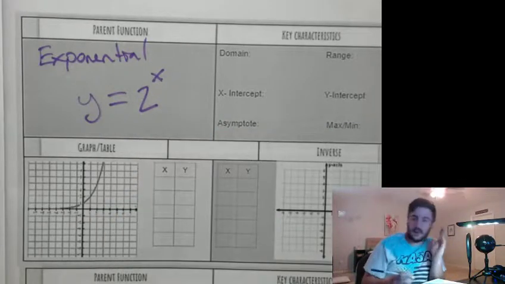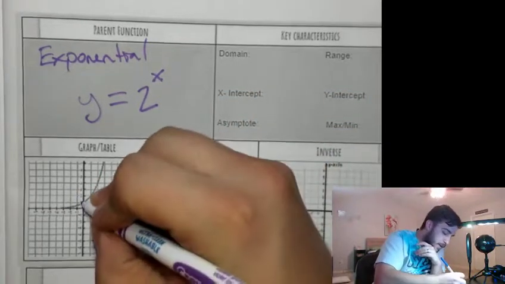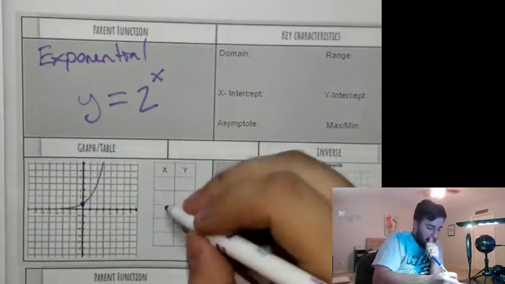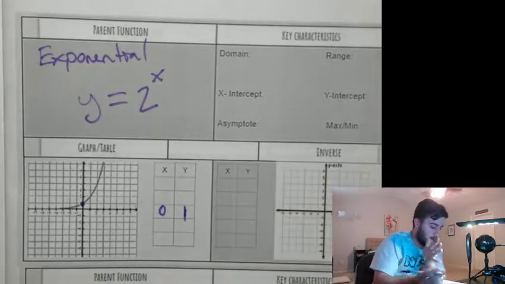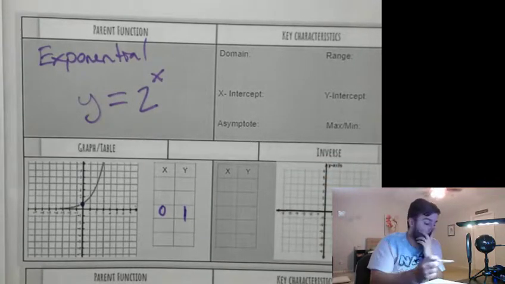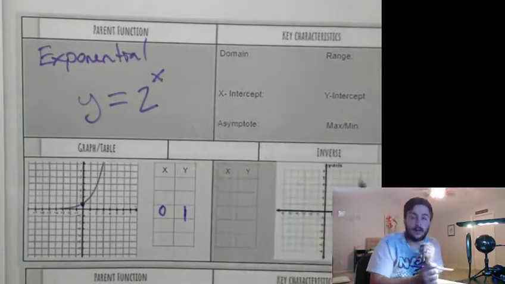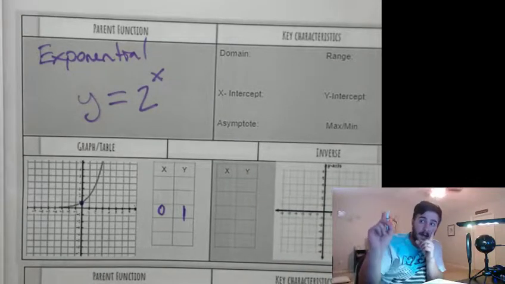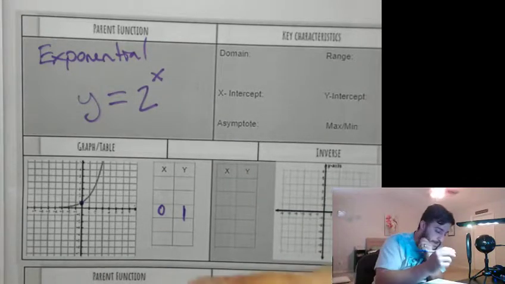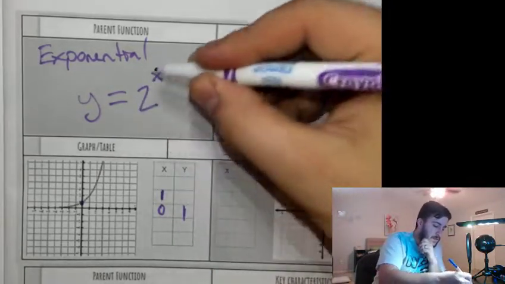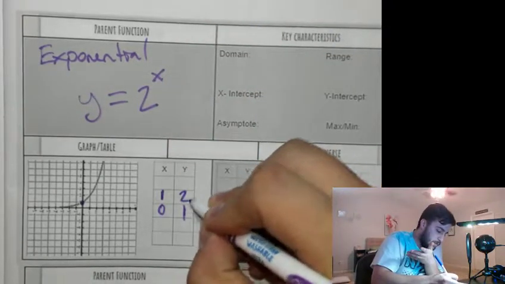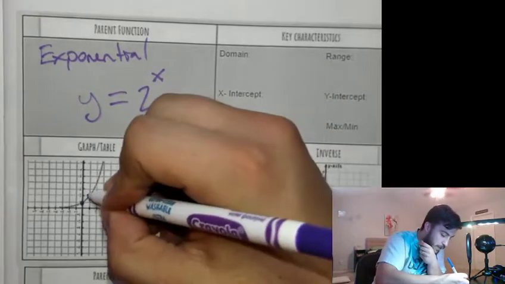Let's talk about points. Let's plot points here first. If we have x equals 0, y equals 1. That should be pretty straightforward, because you put in a 0 power, you get 1. We can test that on the calculator another day. But if we plug in 1, that would be 2 to the 1 power, which would be just 2. We also have that point right here.